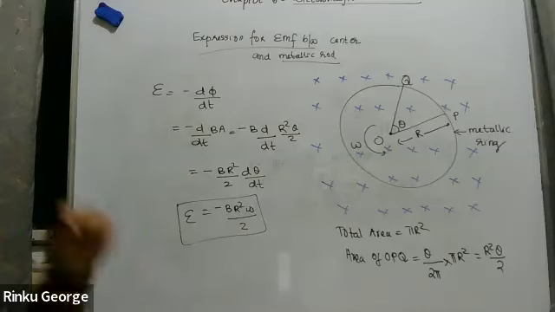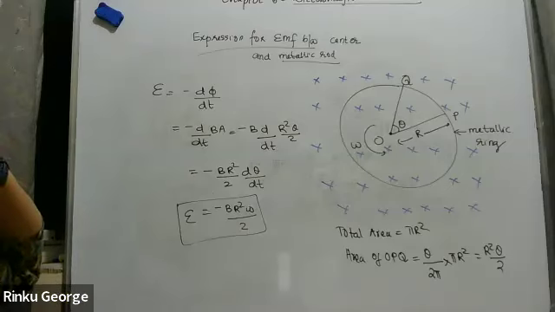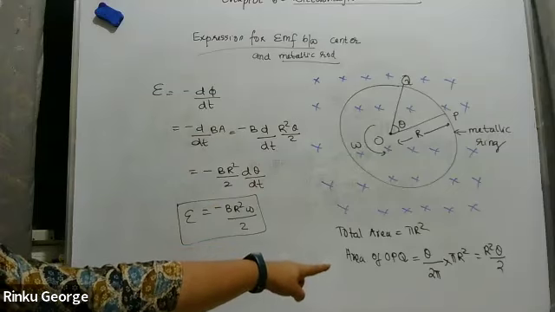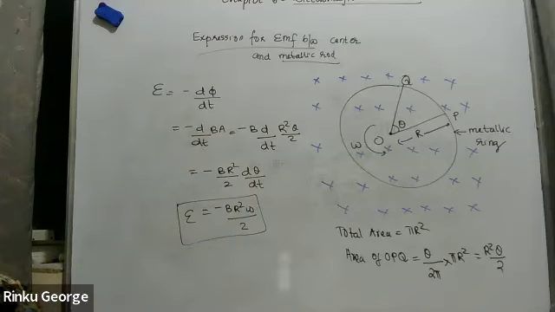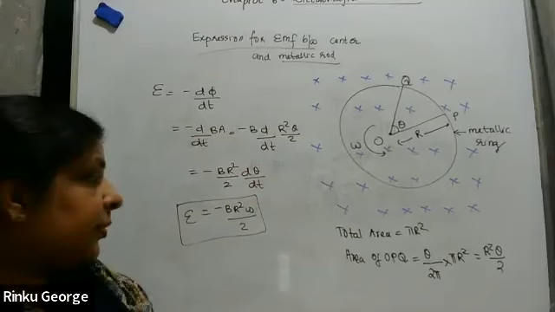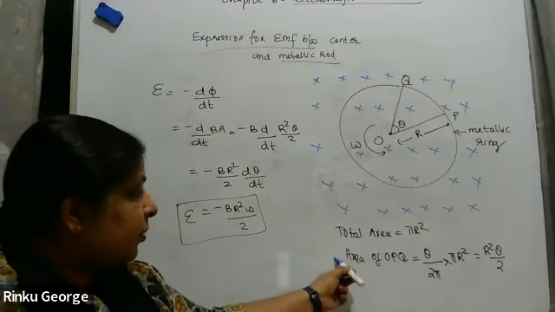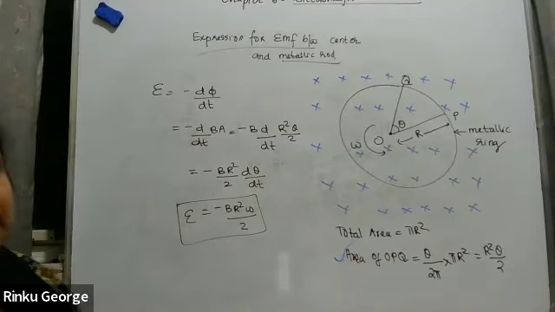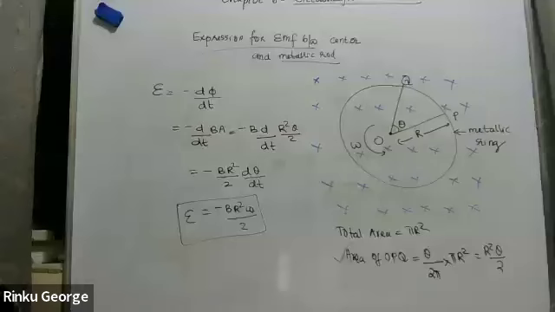Area of OPQ equals theta by 2 pi into pi r square, which is equal to r square theta by 2. Done, right?